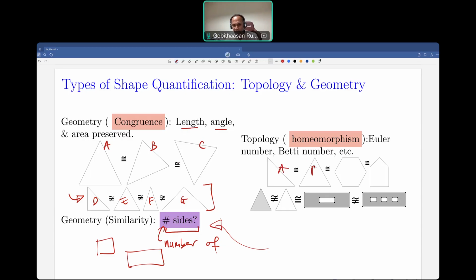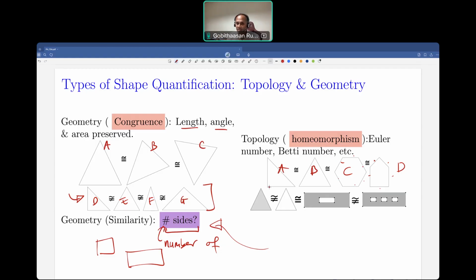Okay, so for topology, for example, triangle A, triangle B, or even a hexagon with 6 sides, hexagon C, and some sort of polygon with 5 sides, D, are all considered similar. Rather than using the word similar, a more accurate word would be homeomorphic. Okay, homeomorphic, right?